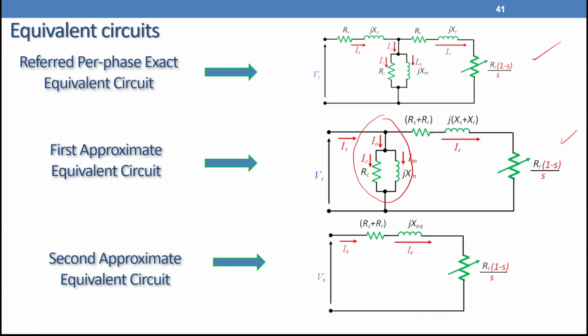So which circuit am I going to use when solving examples? Usually we use the first or second approximate equivalent circuit. If we have any information about R core and XM, we should use the first approximate equivalent circuit. If we don't have any information about R core and XM, we use the second approximate equivalent circuit. We use the exact one when it's explicitly mentioned in the problem to use the exact equivalent circuit.